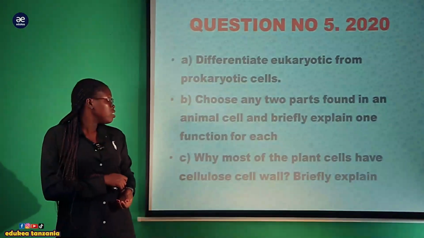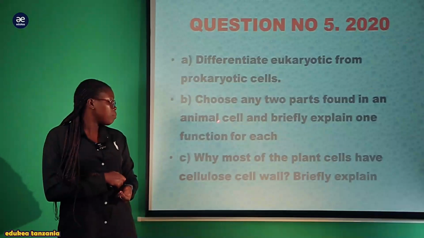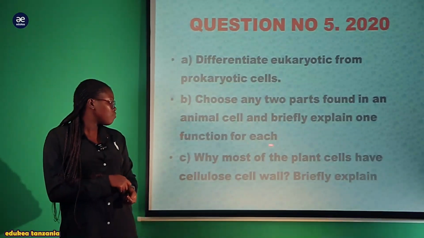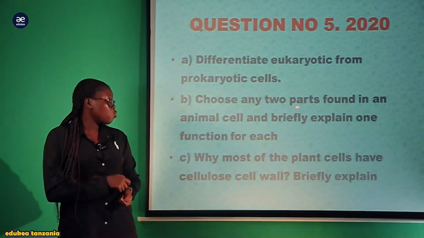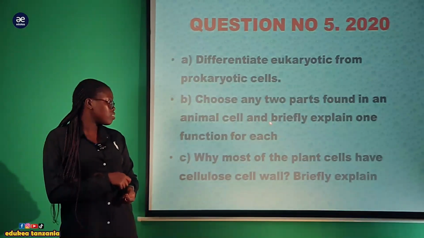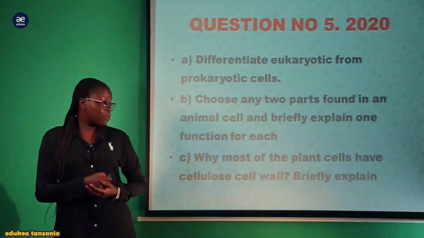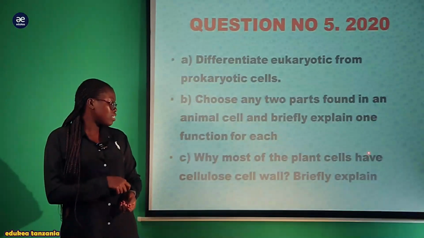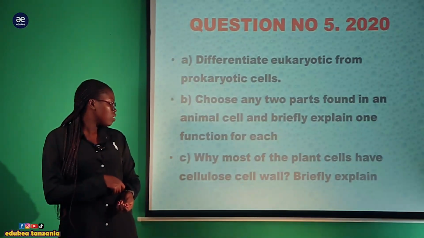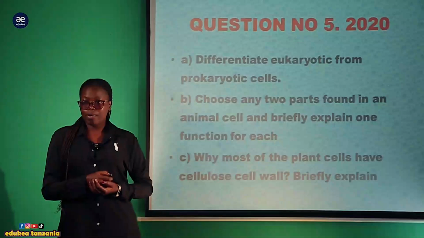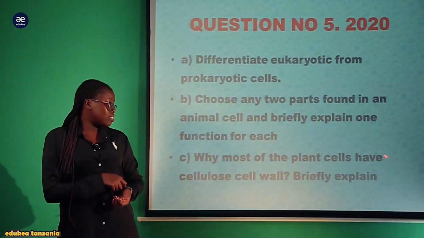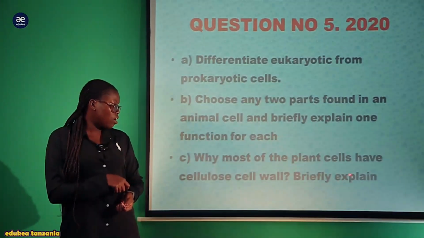Roman B: choose any two parts found in an animal cell and briefly explain one function for each. The last one: why do most plant cells have a cellulose cell wall? Briefly explain.